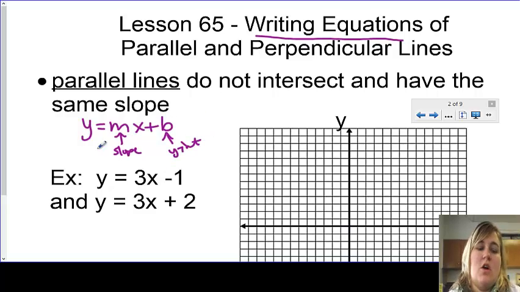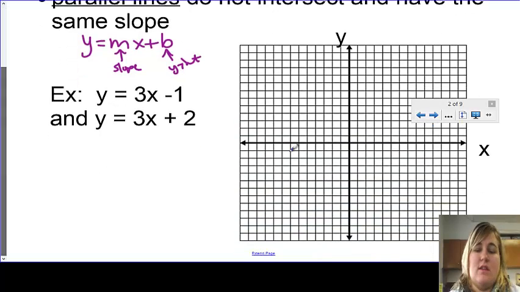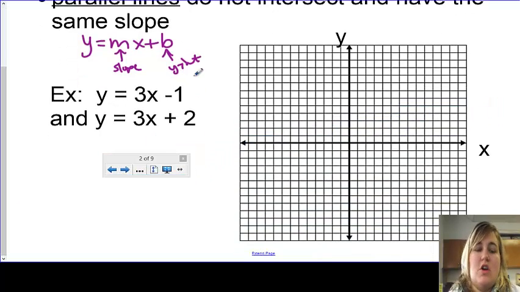Okay? So it wants us to start by graphing these two equations. If I'm going to graph this first equation, I'm going to start at -1 on my y-axis, because that's my y-intercept. So on the y, I'm going to go down 1, right here. From this point, I'm going to go 3 over 1.